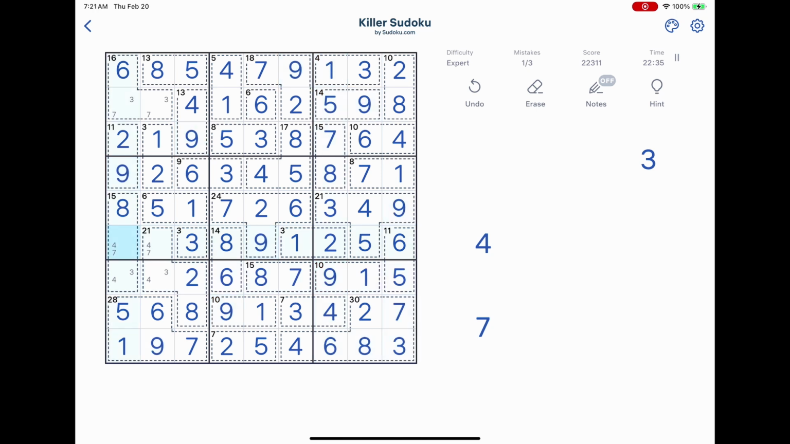Look at the 15 sum in row 5. 15 minus 8 leaves 7. The only 7 is 4 and 3. Block 4. Block 7. Block 4. Block 1.